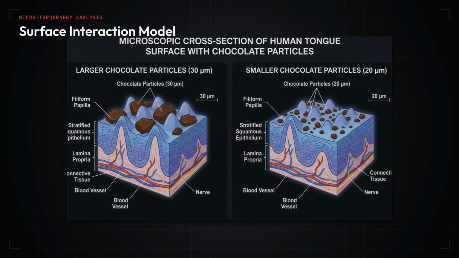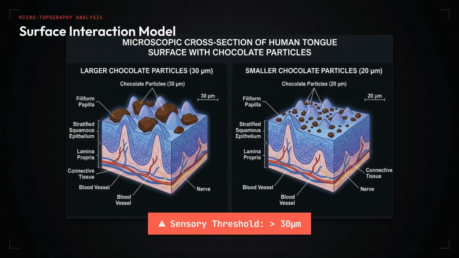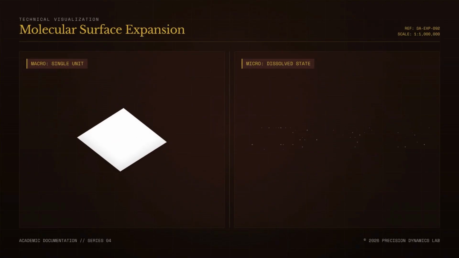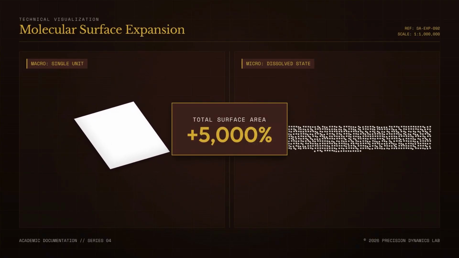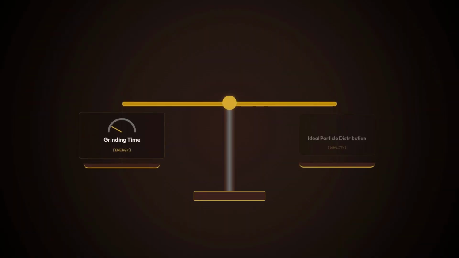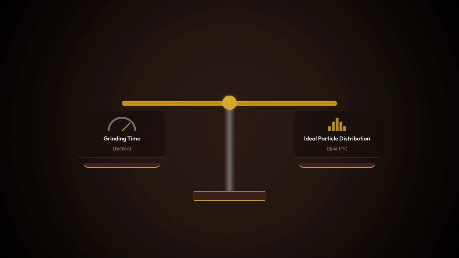Above about 30 micrometers, the tongue can detect individual particles, and the chocolate feels gritty. But grinding too finely is also undesirable. The increased surface area requires more cocoa butter to coat the particles. So smooth chocolate is not created by unlimited grinding. It is created by finding the correct particle size distribution.